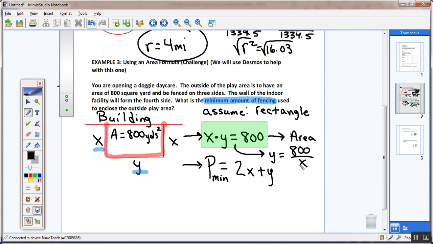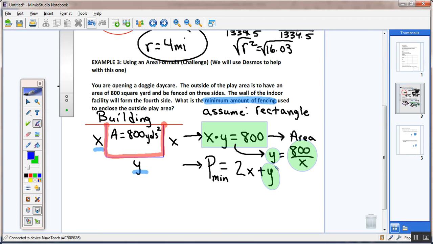Now, why would I do that? To get one variable alone. Here's why. In any function that you're trying to minimize, or maximize in some cases, it would sure be great if that function were dependent upon just one variable. Take a look here. What's y equal to? 800 over x. Down here, what could I replace this y with now? 800 divided by x.